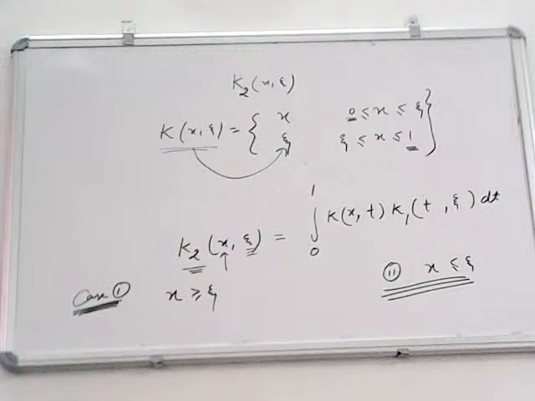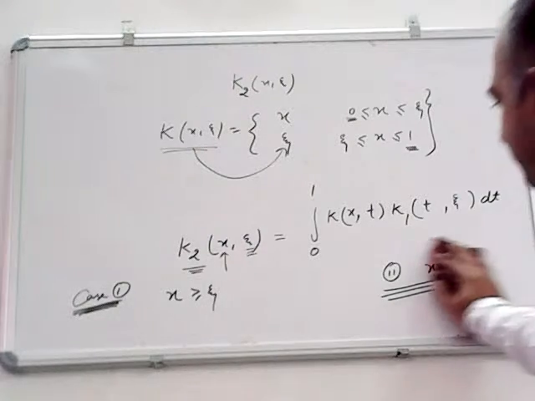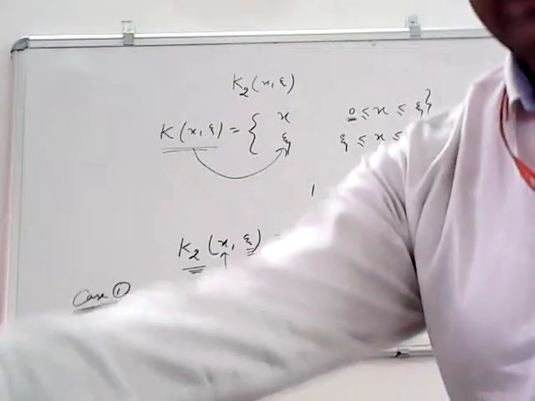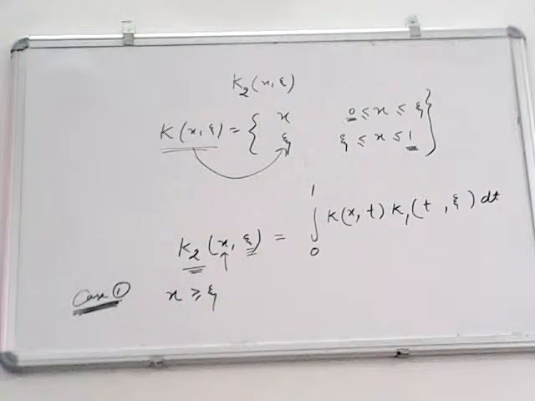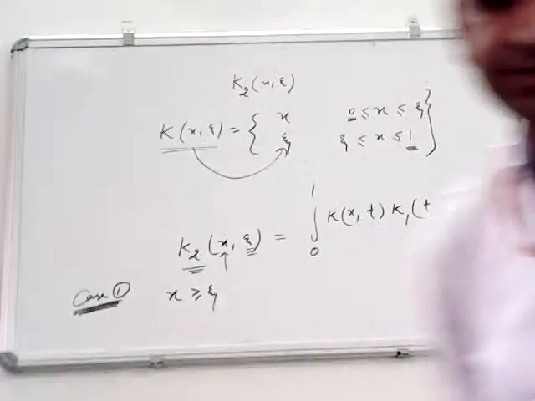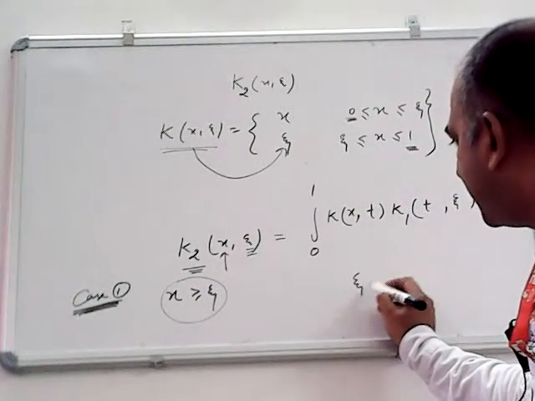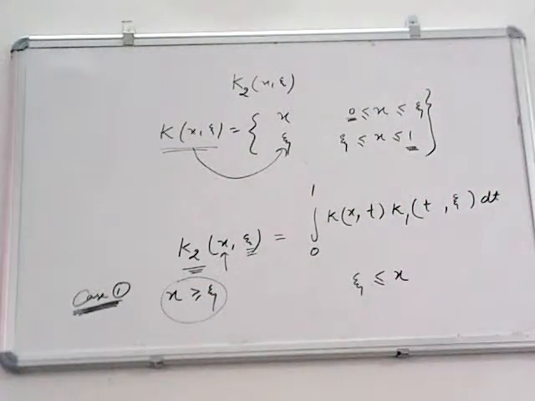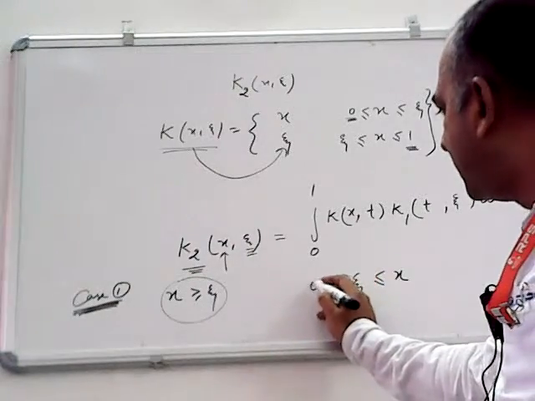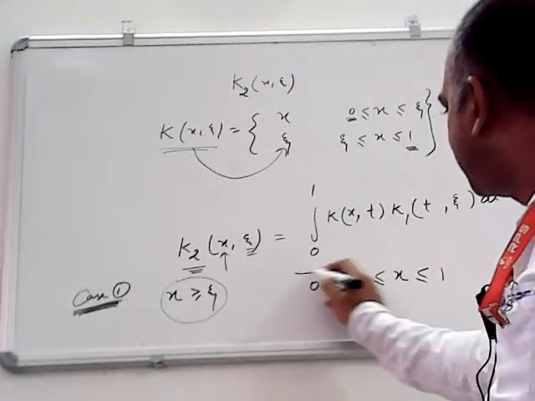So x may be less than or equal to xi, or x may be greater than or equal to xi. In the first case, as x is less than or equal to xi, we can write it as... In the second case, x is greater than or equal to xi, so we can write this as xi less than or equal to x, where the lower value is 0 and the upper value is 1. So we have this value greater than or equal to 0 and less than or equal to 1.